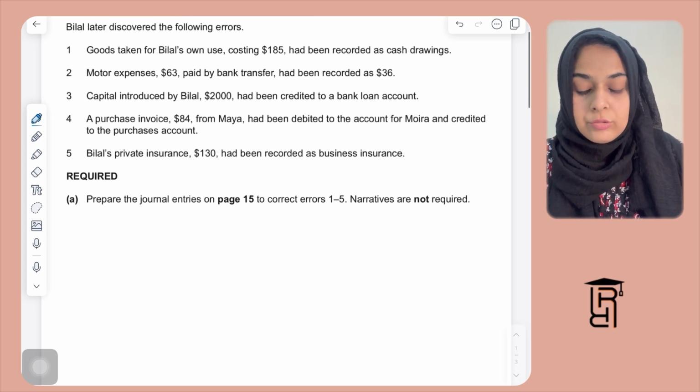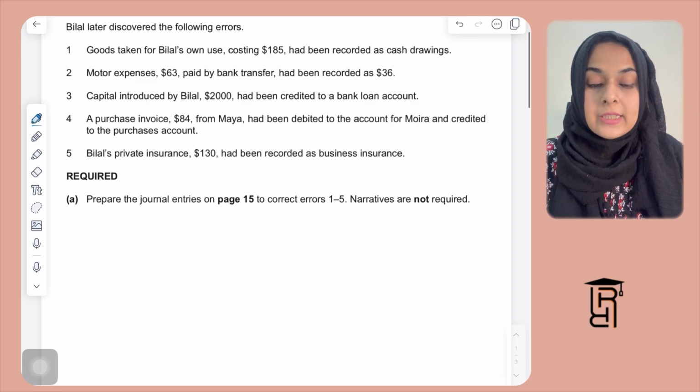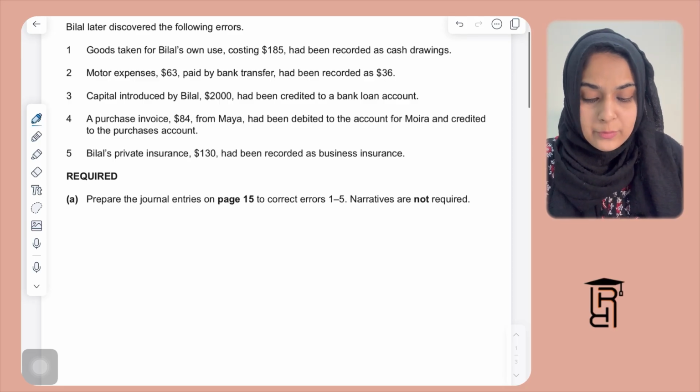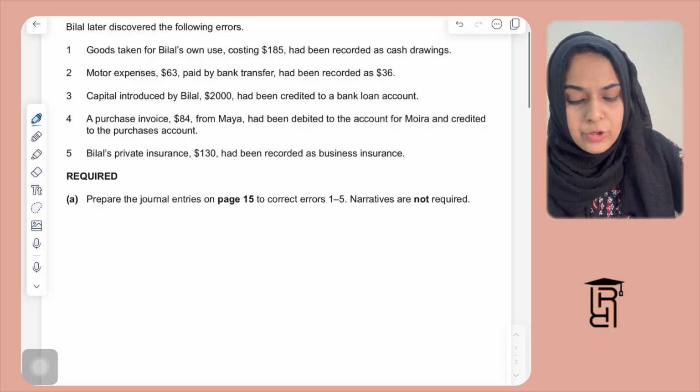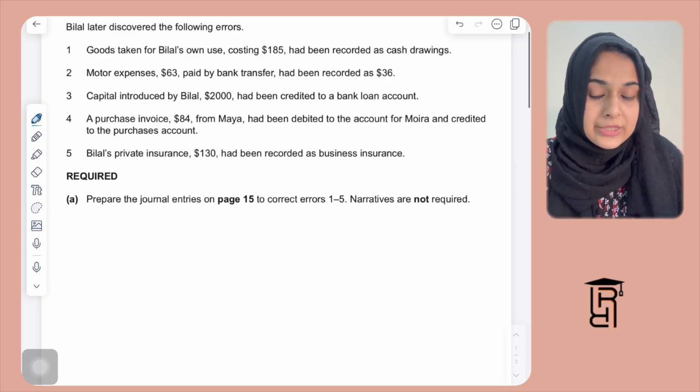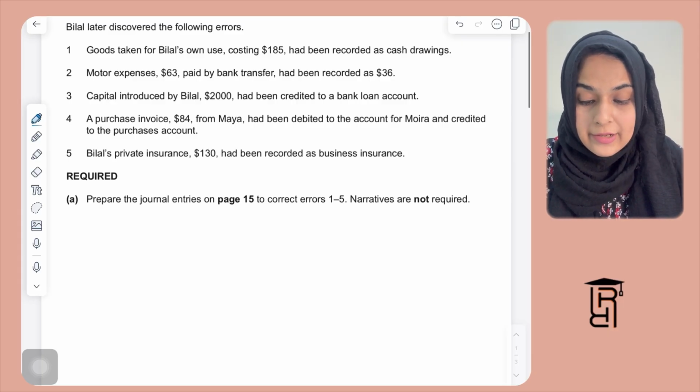We need to take out the difference. 63 minus 36 is 27, and we have under recorded the motor expenses, right? So you need to record this in the motor expenses account by the difference. So 63 minus 36 will be $27. You debit the motor expenses by $27 and you credit the bank account by $27. So this is error number 2.